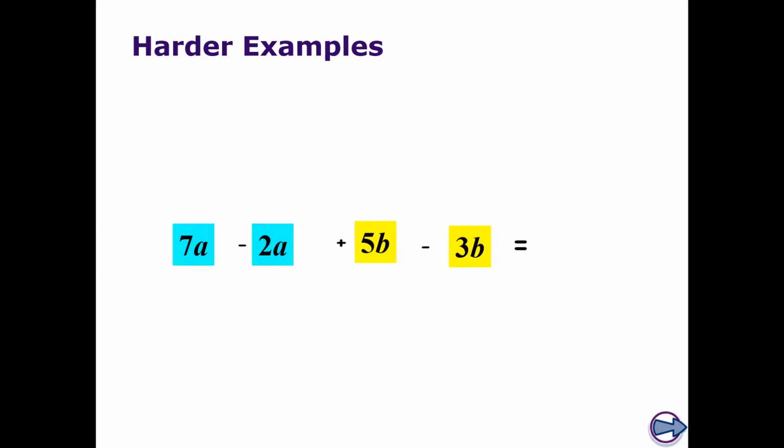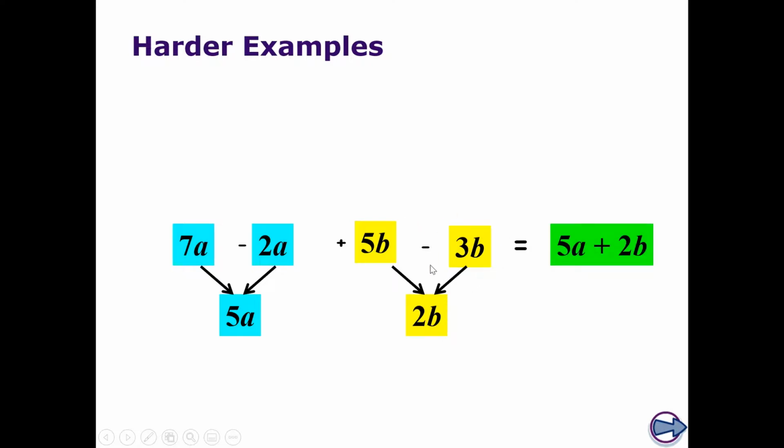So once we've collected like terms, let's go and answer that. 7a subtract 2a gives you 5a, then 5b subtract 3b, 2b. And then that is your final expression, 5a plus 2b.